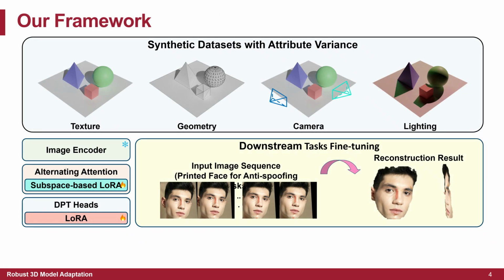Here is an overview of our framework. First, we construct synthetic datasets with controlled attribute variations, including texture, geometry, camera motion, and lighting. Then, for each type of variation, we fine-tune LoRA adapters and extract the corresponding attribute subspaces. Finally, we integrate these subspaces into a compact LoRA basis for downstream task fine-tuning. In this way, the model can adapt to real-world tasks efficiently, even when the subspaces are mined entirely from synthetic data.